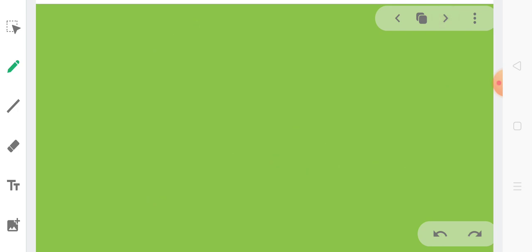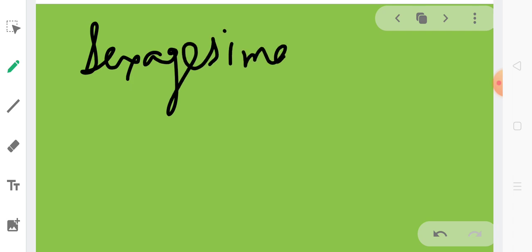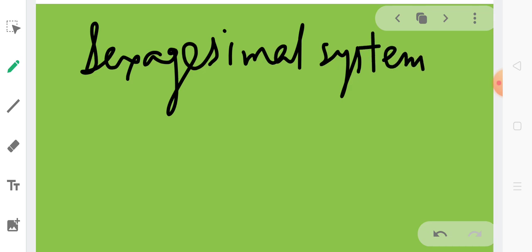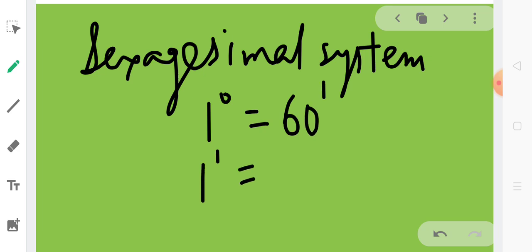Now there are different systems for measurement of an angle. The first one being the sexagesimal system, in which angle is measured in degrees, minutes and seconds. So one right angle, as we all know, is 90 degree. 1 degree is equal to 60 minutes. 1 minute is equal to 60 seconds. This we all know.